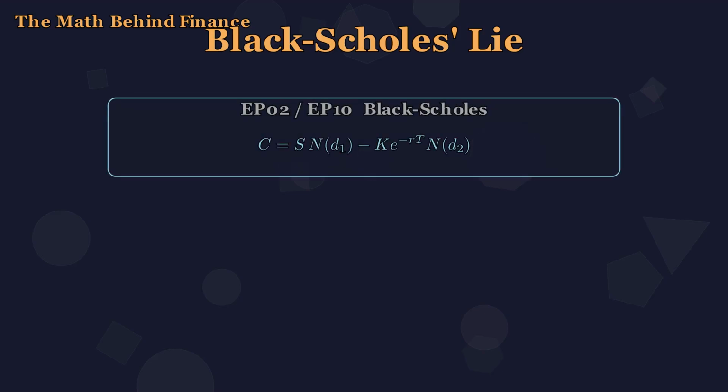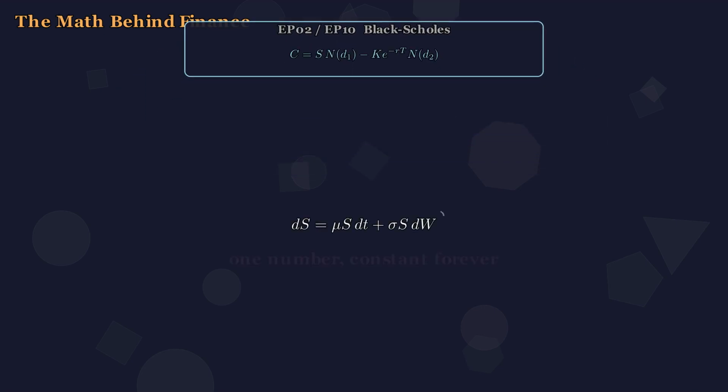In episode 2, we derived the Black-Scholes formula. In episode 10, we proved it from first principles. The price of a European call expressed as a single closed-form equation. At the heart of that equation sits one parameter, sigma, volatility, a single number, assumed constant from now until expiry.